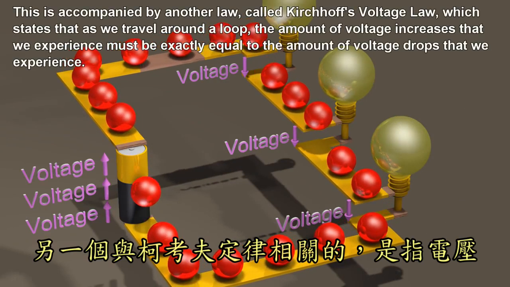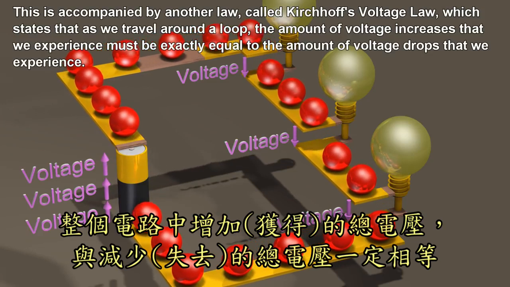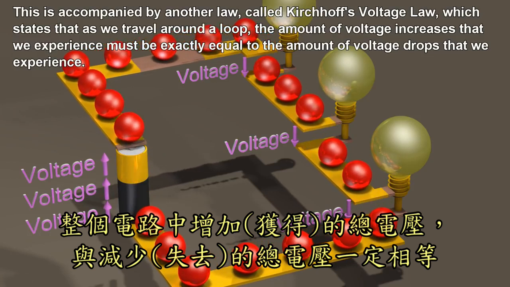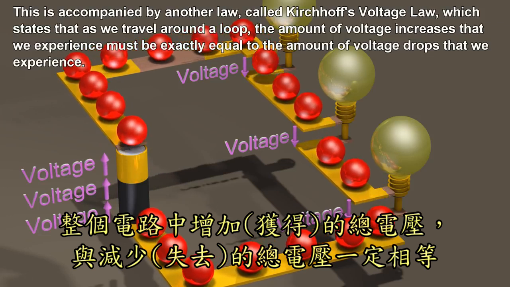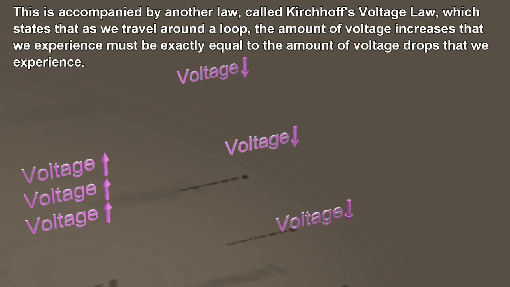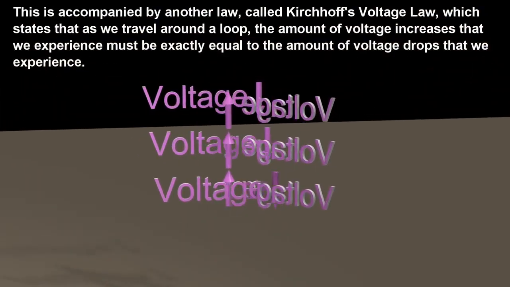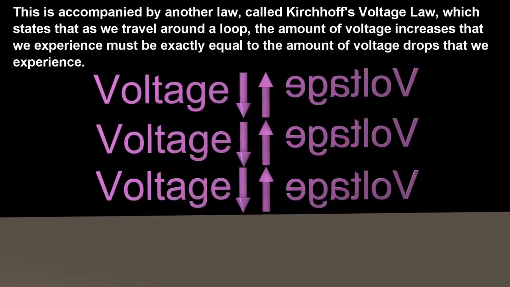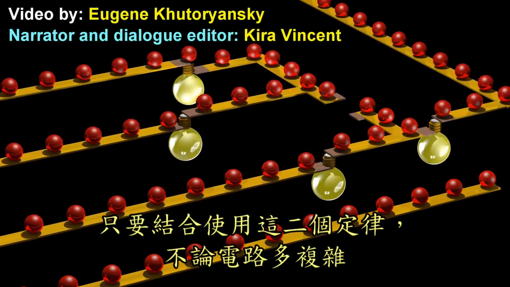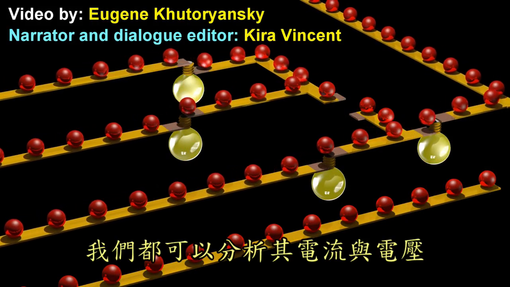This is accompanied by another law called Kirchhoff's voltage law, which states that as we travel around a loop, the amount of voltage increases that we experience must be exactly equal to the amount of voltage drops that we experience. The use of these two laws together allows us to analyze all electric circuits, no matter how complex they become.